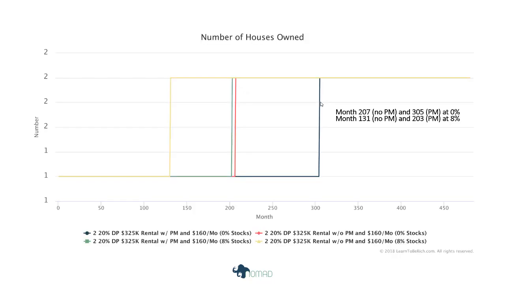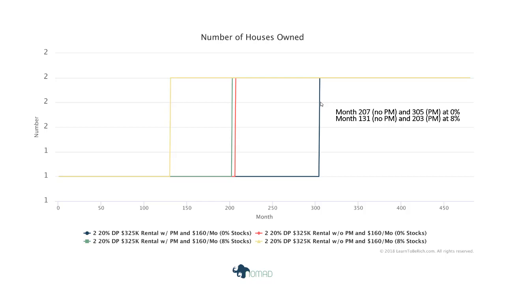So this is the same chart we had before. The blue one is 0% return, and you hired a property manager. That's the longest time it takes you to buy your next property, basically that month 300 or so. If you don't hire a property manager and you got 0% return, that's the red line. So it's a little bit earlier, about 200 and something months, 207 months maybe, is your time to do that one.